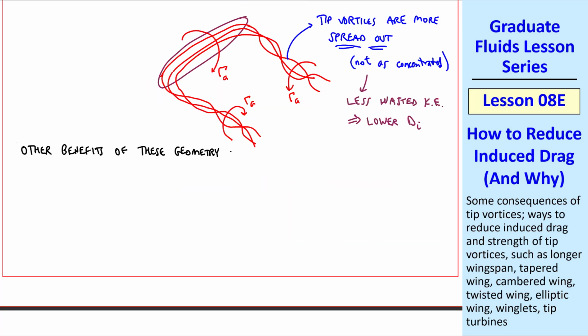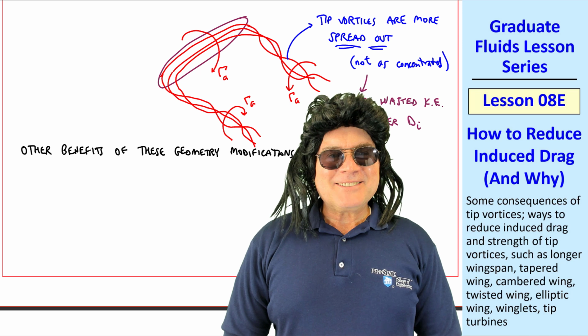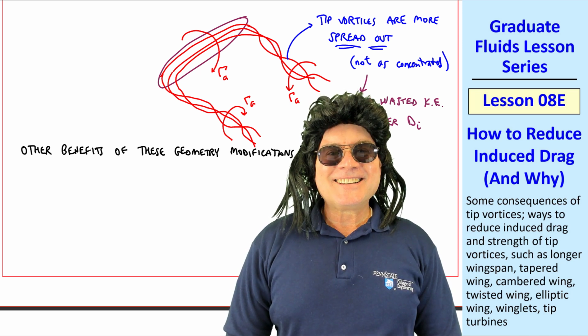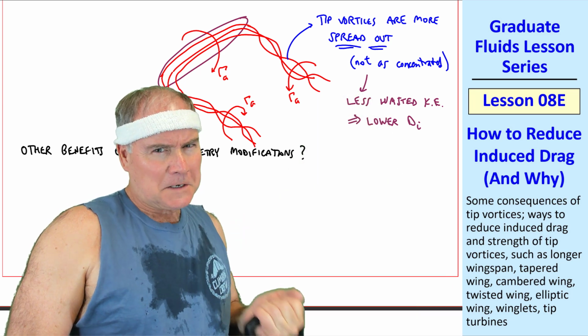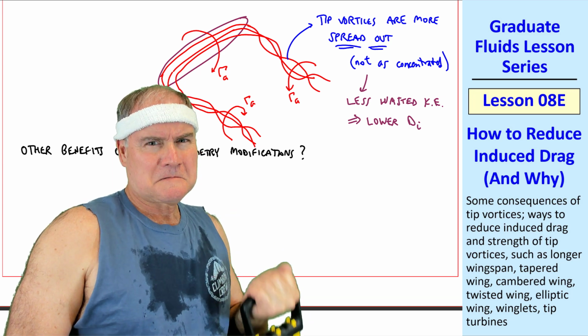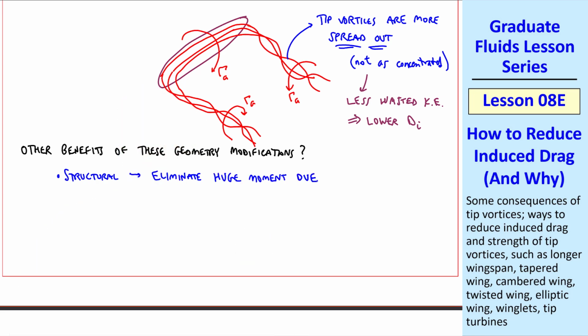I'll ask the students what are some other benefits of these geometry modifications. Is it because tapered, twisted wings look so much cooler, dude? Perhaps, Joe, but that's not why they do it. I think there would be less weight on the tips. Right, Arnold. Less moment or torque yields a structural advantage. From a structural standpoint, we eliminate the huge moment due to lift near the wingtips.